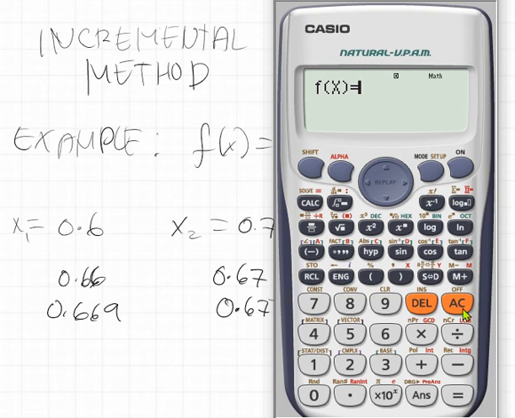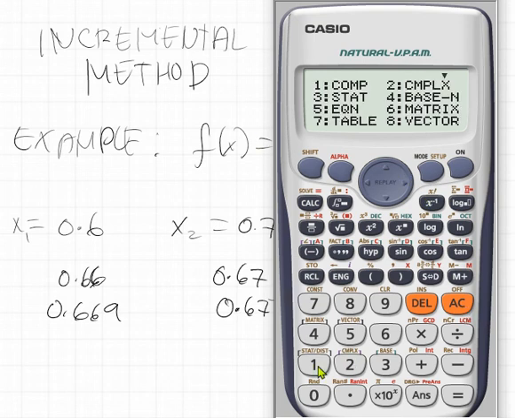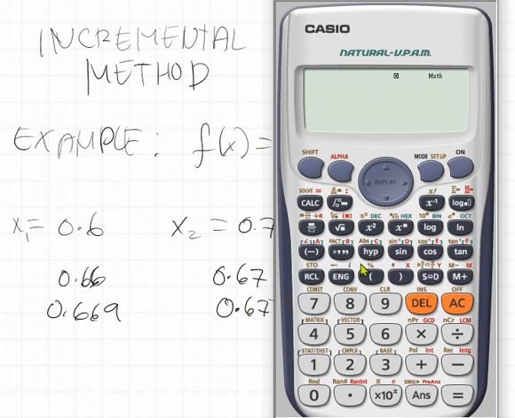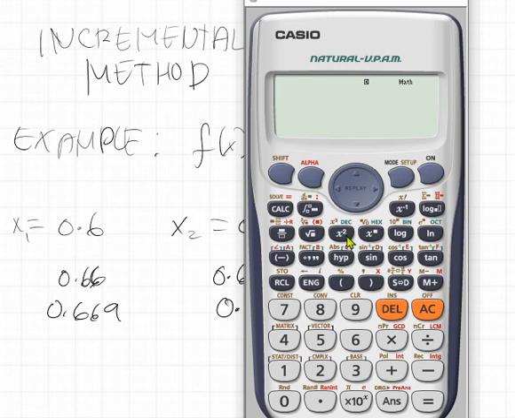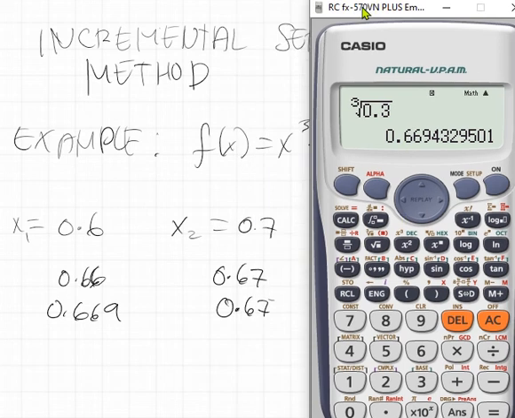So how about if we try to solve it directly here? Because this is a simple problem, you can solve it directly. And let's see what the exact or true value of this one is. It should be the cube root of 0.3. So what's the cube root of 0.3? Cube root of 0.3 equals. So the true value is 0.66943.